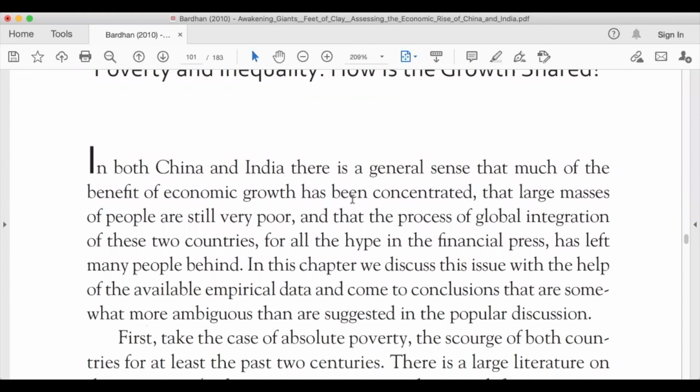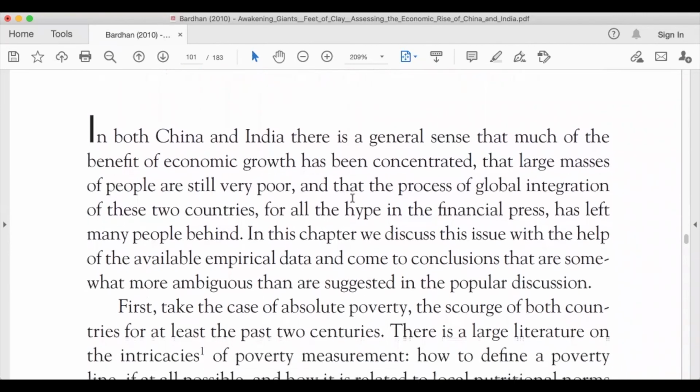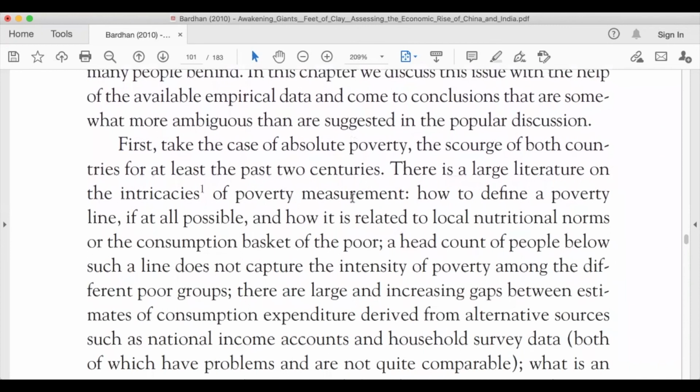In this chapter, we will discuss this issue with the help of the available empirical data and come to conclusions that are somewhat more ambiguous than are suggested in the popular discussion. First, take the case of absolute poverty, the scourge of both countries for at least the past 2 centuries. There's a large literature on the intricacies of poverty measurement, how to define a poverty line, if at all possible, and how it is related to local nutritional norms or the consumption basket of the poor.